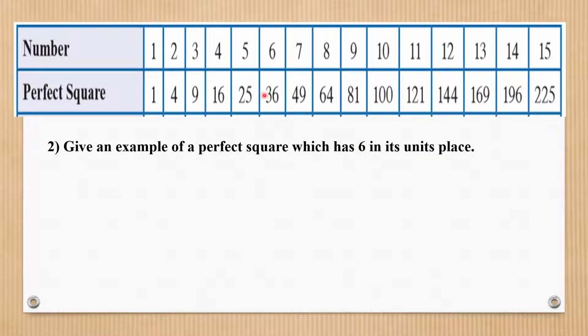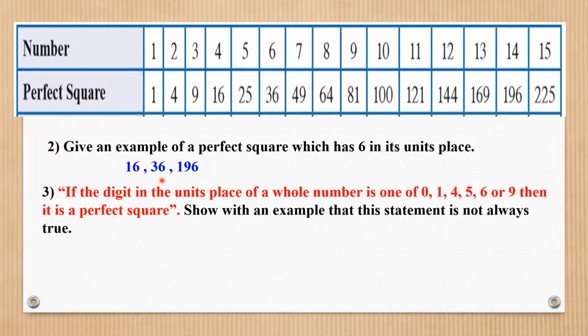Let us follow this table. In here you can see the perfect squares. Now you have to find perfect squares which have 6 in their unit place. In here you can see 16 and it ends with 6, and then 36, the last digit is 6. And again we can find another example, 196, in here also the last digit is 6. So we can give 3 examples according to this table: 16, 36, 196.